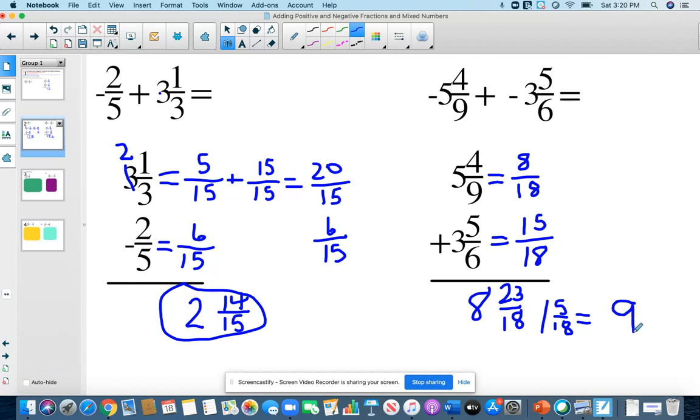And the last thing we have to do in our steps is decide if it is a positive or a negative answer. And if you remember from our problem, both numbers were negative. So since both numbers were negative, my answer is still going to be negative. So my answer would be a negative 9 and 5/18. So we go to the next slide.